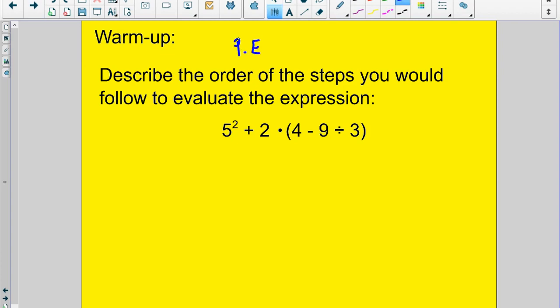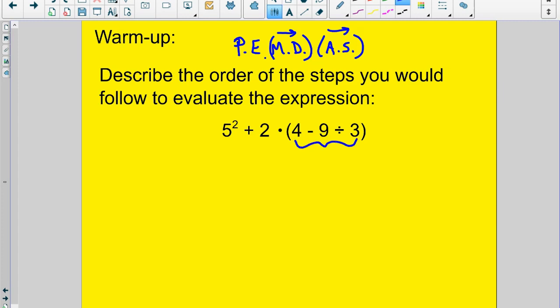We start with parentheses, then we do exponents, then we multiply and divide. Remember that's one step and you go left to right. And then finally we add and subtract left to right. So as we look at this problem, we look for the parentheses first.